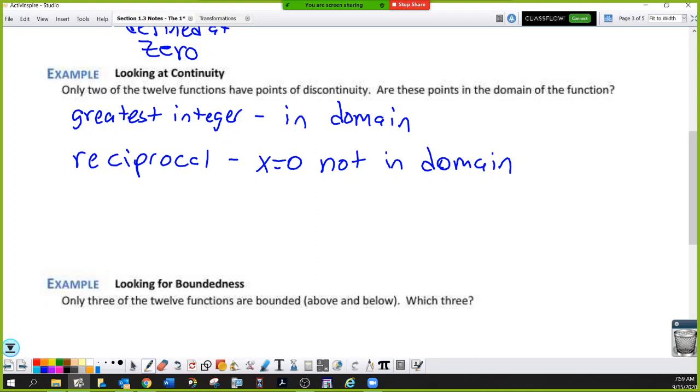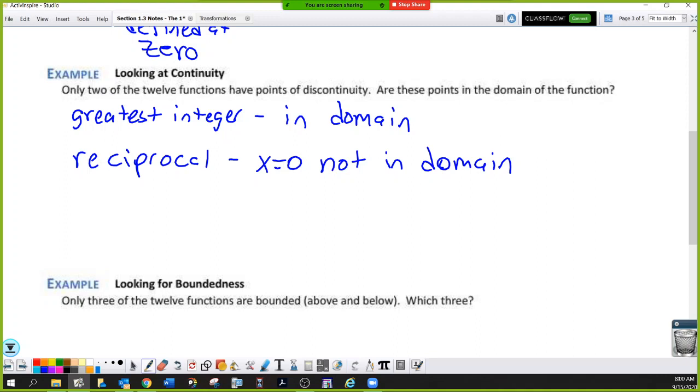Max, you're the right one. The reciprocal function is considered continuous. But why? Because the point x equals 0 is not part of its domain. So you can't ask yourself, is it breaking the rules of continuous at x equals 0? It was never one of the points you were allowed to talk about anyway.